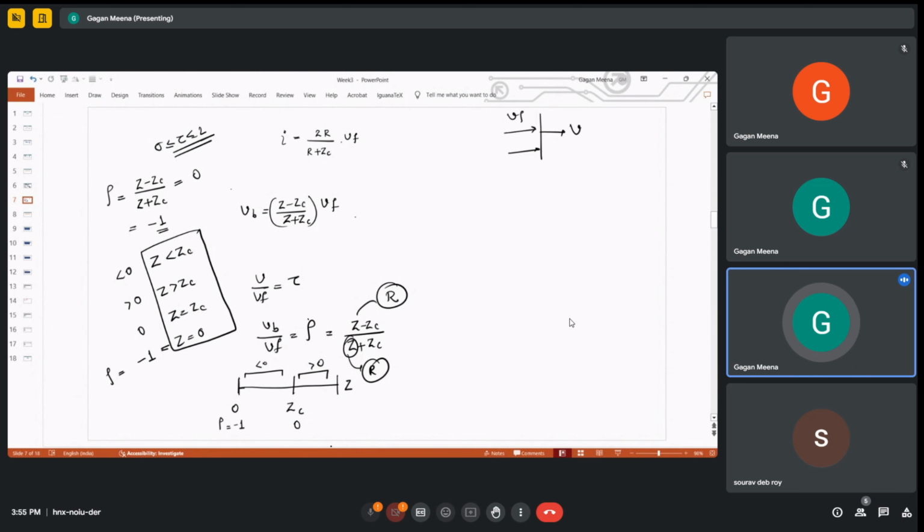This is V, this is VF, and this is V back. So if Z is less than ZC, then what is happening? Rho is negative. Rho was VB by VF, so VB is negative and I becomes positive. That means VB is like this and I is like this. Because I forward is also in this direction and I backward is also in the same direction, there will be an increase in current.